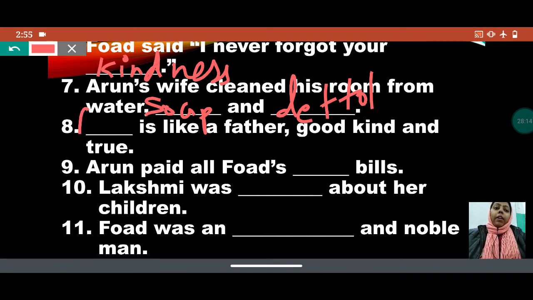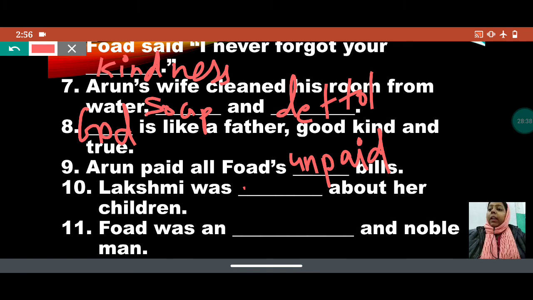Okay, number 8 is, Dash is like a father, good, kind, and true. Now, God is like a father. He is good, he is kind, and he is true to us. He is always helpful to us. He always helps us. Number 9, Arun paid all Ford's unpaid bills. U-N-P-A-I-D, unpaid bills.